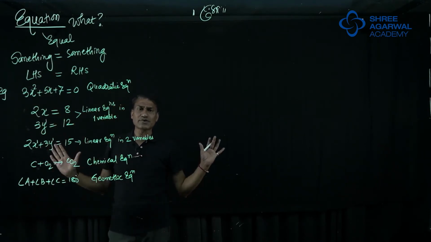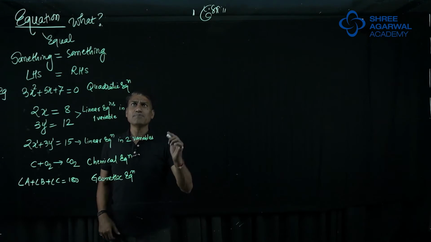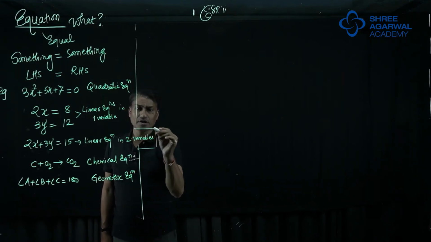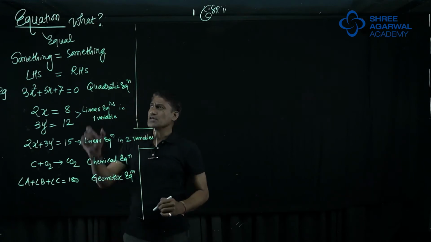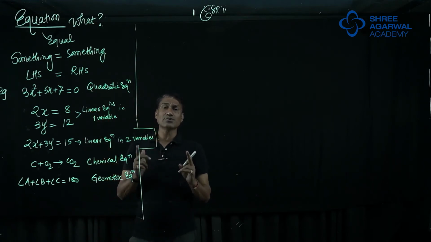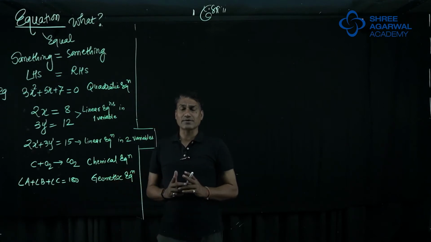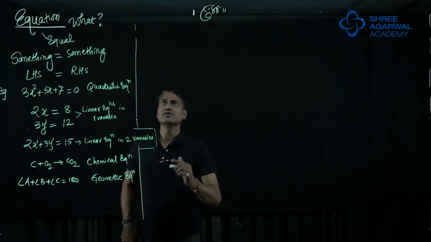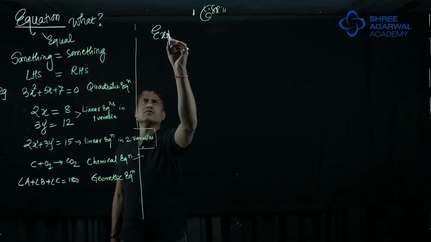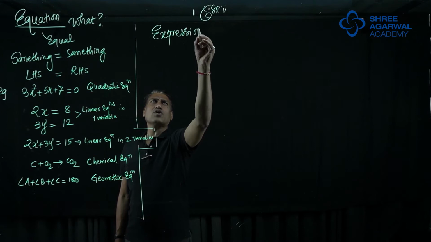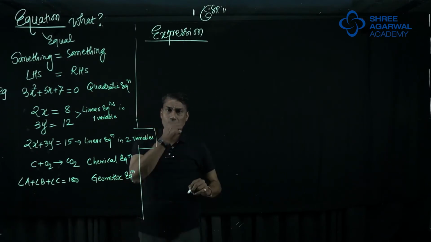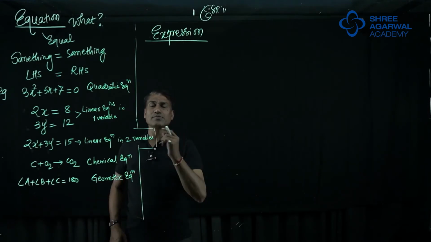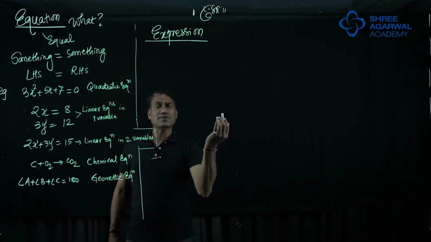We have different types of equation. We will study afterwards. But remember one thing, in an equation there should be an equal to sign, it is necessary to have an equal to sign. But if there is no equal to sign, then what is it? It is called an expression. For example, what is an expression?